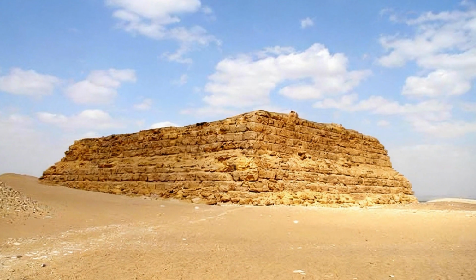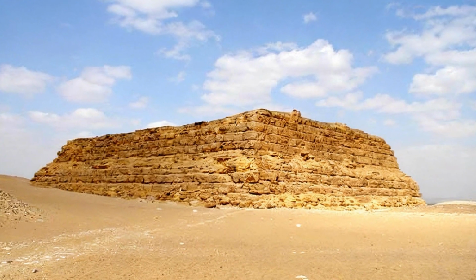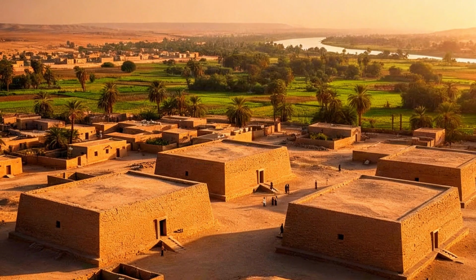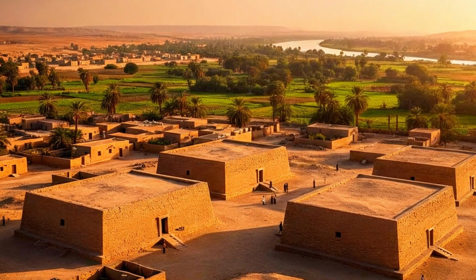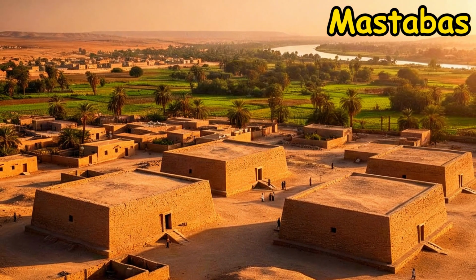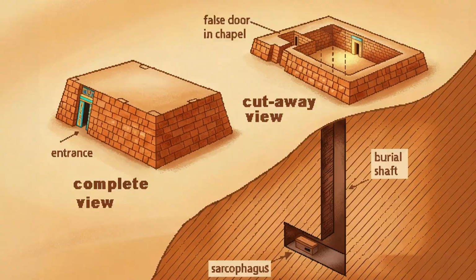Before pyramids, Egyptians did not succeed in one step. In the early dynastic period, nobles and royalty were buried in structures called mastabas. In Egyptian, the word means long bench. Mastabas had flat tops and walls that leaned slightly inward. The burial chamber was underground, connected by a vertical shaft.